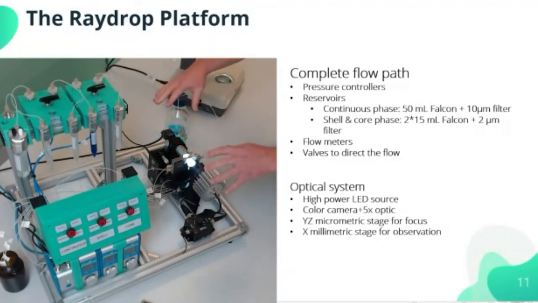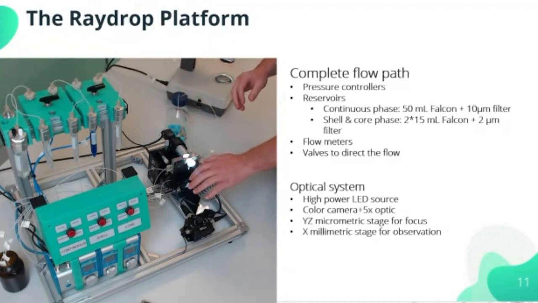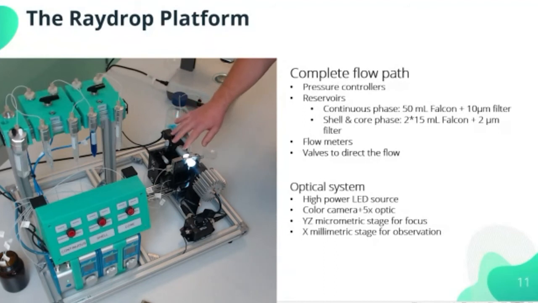On the optical system here, you have a powerful LED system, a microscope objective, and a small USB 3 camera that is a color camera. It's really perfect for the observation of the emulsion, and it will be sufficient for most people. You can replace this camera with a high-speed camera if you want, but of course it will cost a lot.